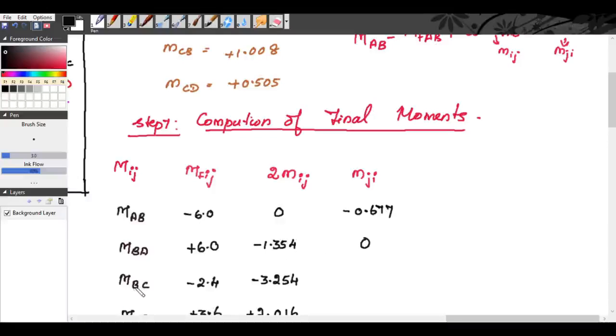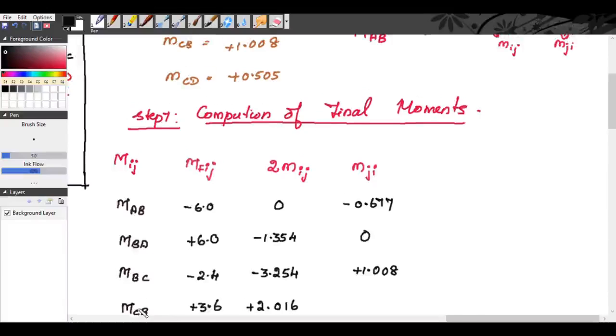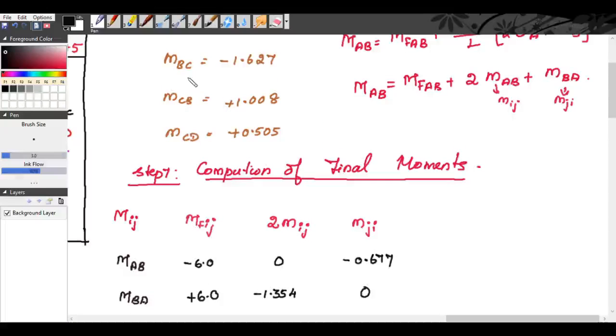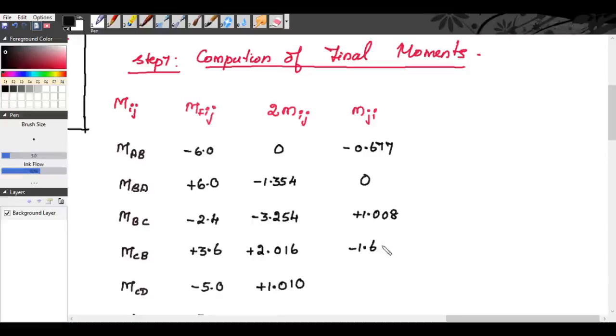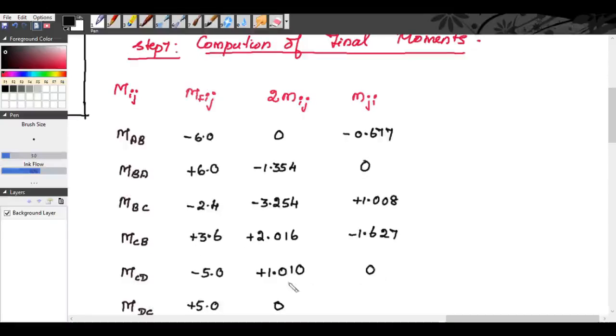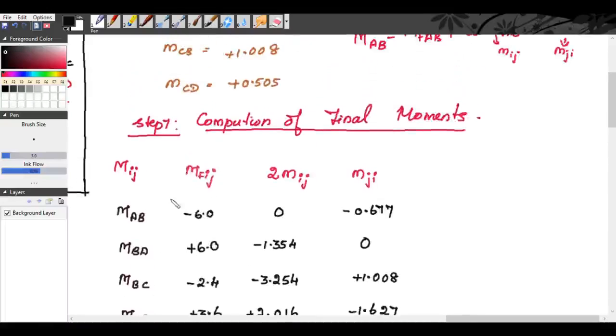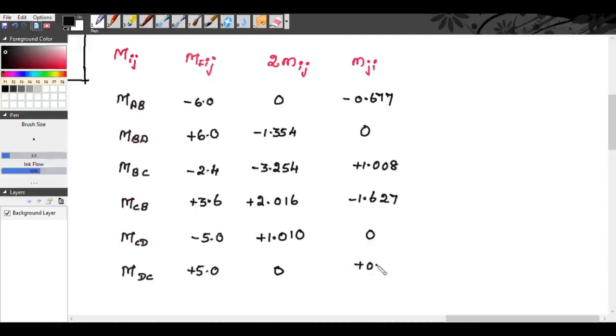Next, MCB is plus 1.008. Next is MBC, which is minus 1.627. Next, MDC we don't have, so it is 0. MCD is plus 0.505.